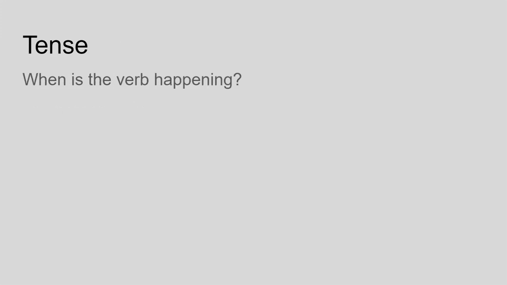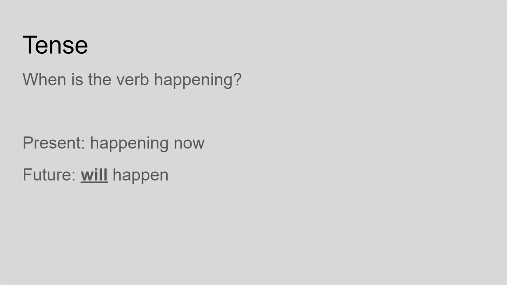The tense tells you when the action is happening. The present tense is happening now, the future will happen, and the imperfect tense was happening. And these all use the present stem, which is the first part you get in a dictionary definition.